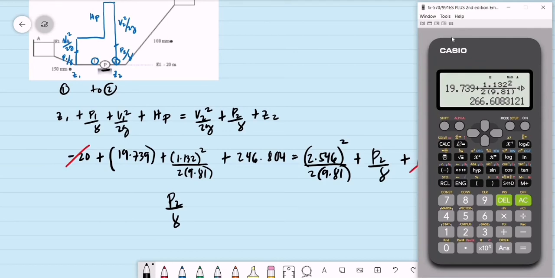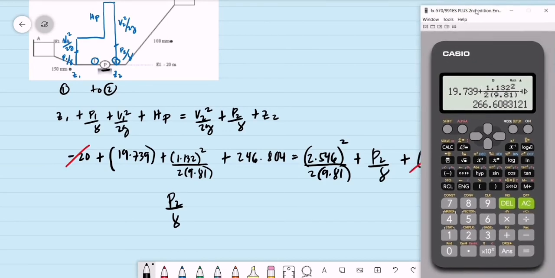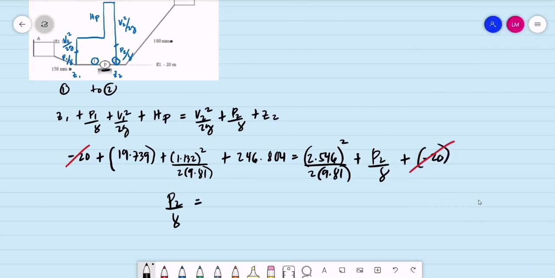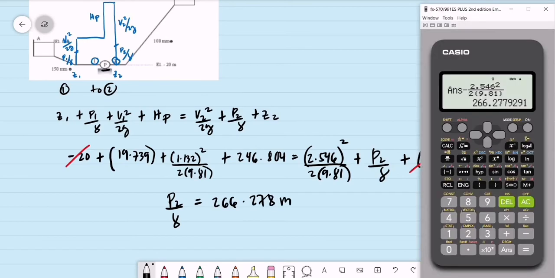Okay, then ibabawas natin yung velocity head mula sa kabila. That is minus the 2.546 squared. This is divided by twice of 9.81. That's 266.278 meters. Tama ba? Okay, 266.278.